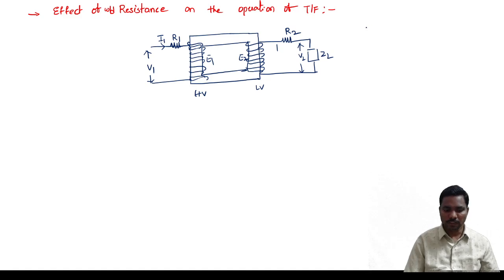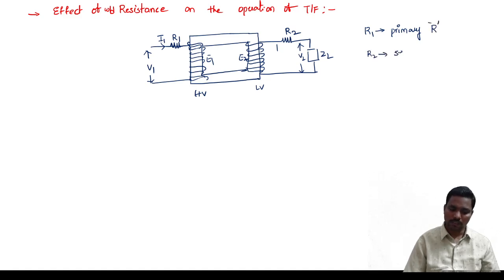Here R1 is the primary side resistance and R2 is the secondary resistance. All of you clear up to this?